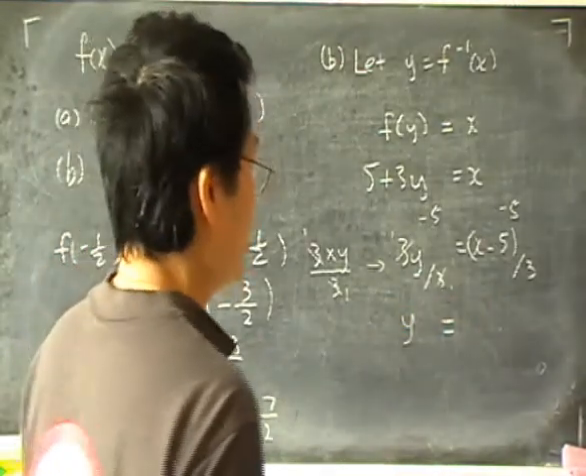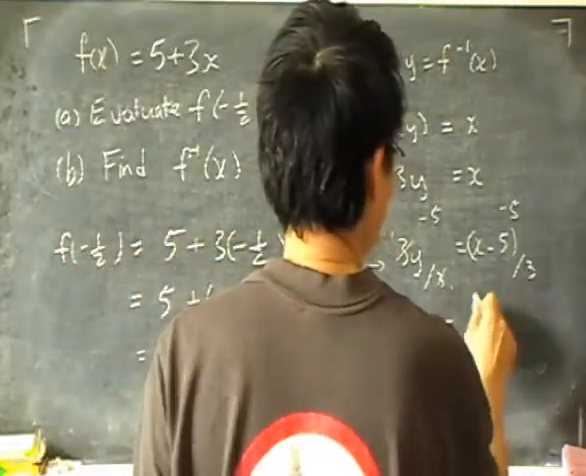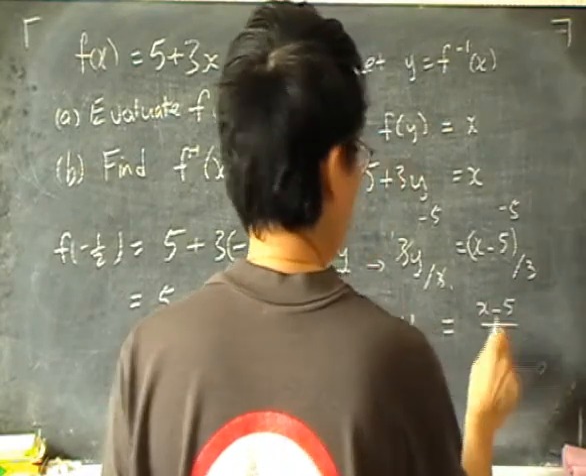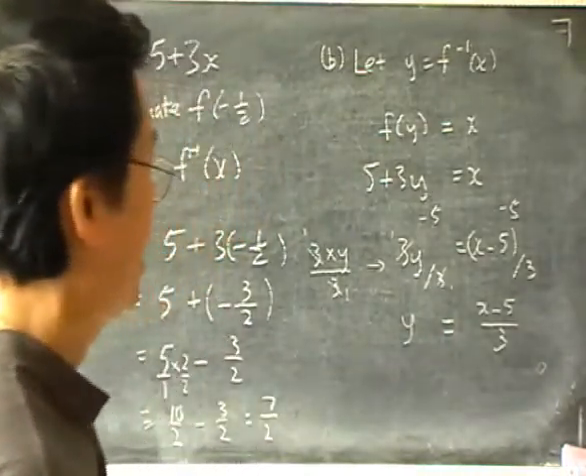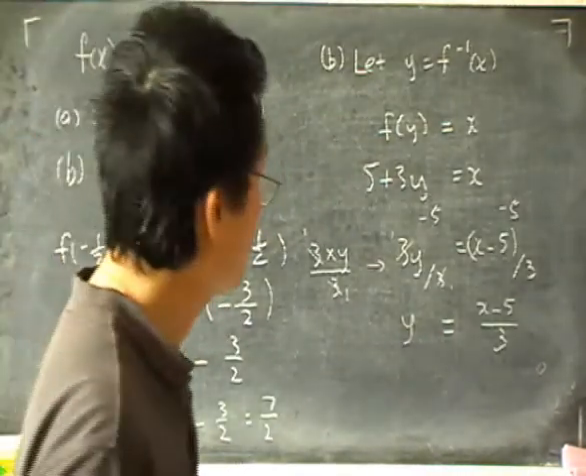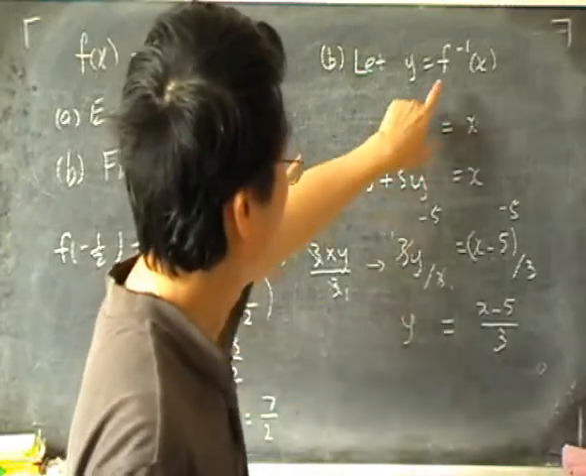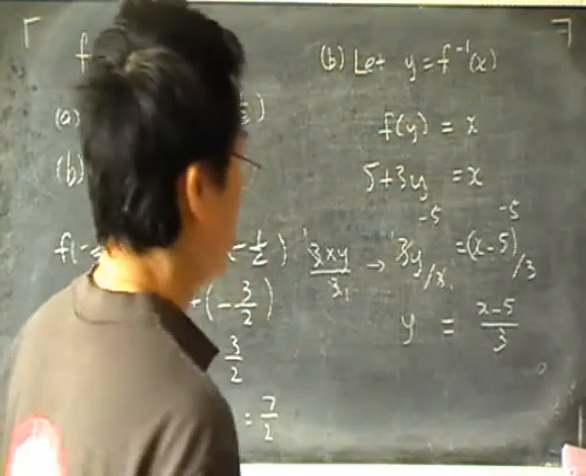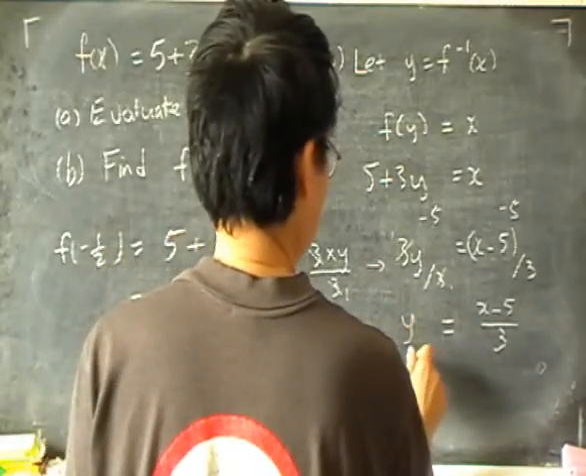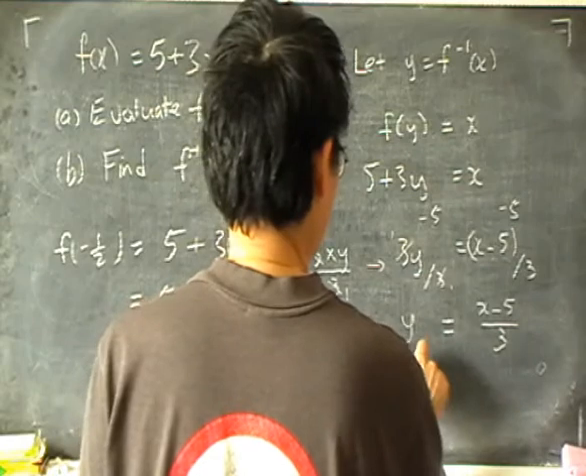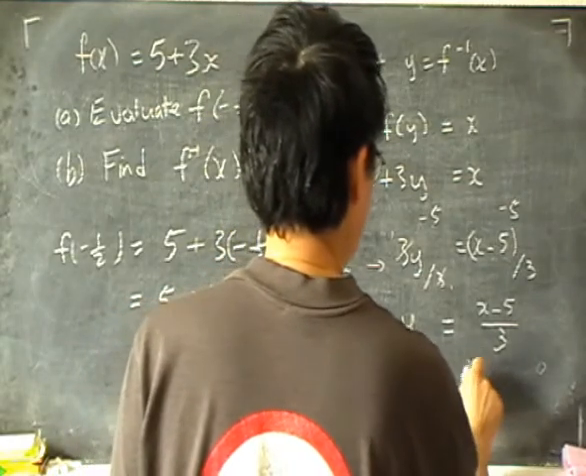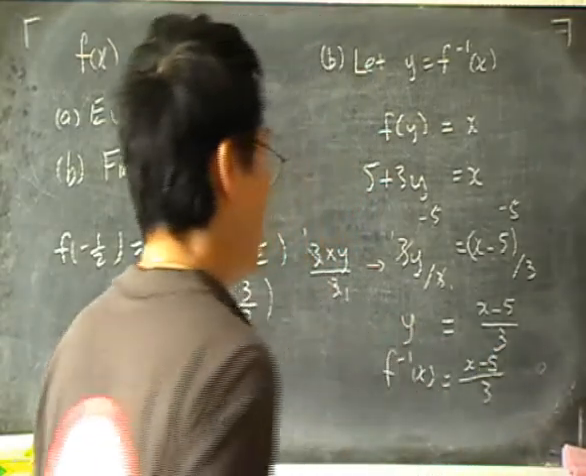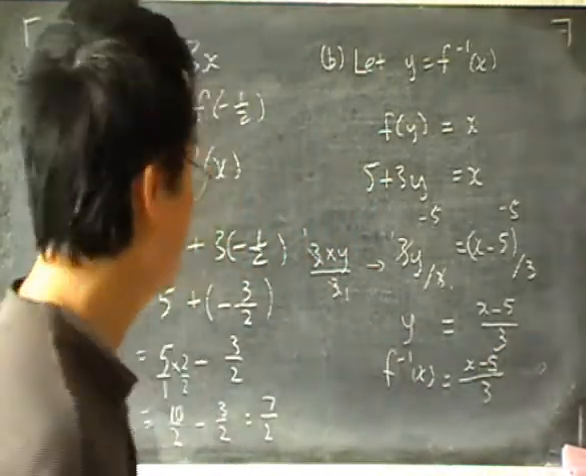And on the right side, I now have x minus 5, over 3. And that is the final answer. Because we really want f inverse of x, and y is f inverse of x. So let's call that f inverse of x equals x minus 5 over 3. That's the answer.